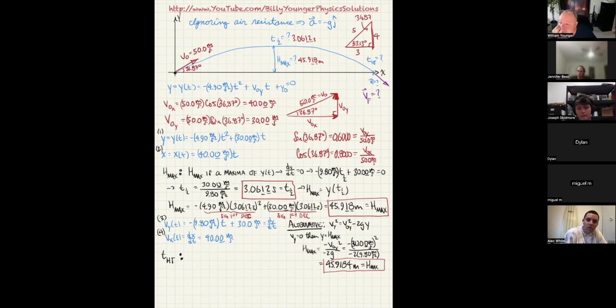Since halfway up is 3 seconds, would you be able to double it to get the other? Excellent. Yes. That's just using the symmetry of the problem. Can anybody think of a time when that wouldn't work? If it's a non-symmetrical motion? Can you give me a specific example when it would be non-symmetrical?